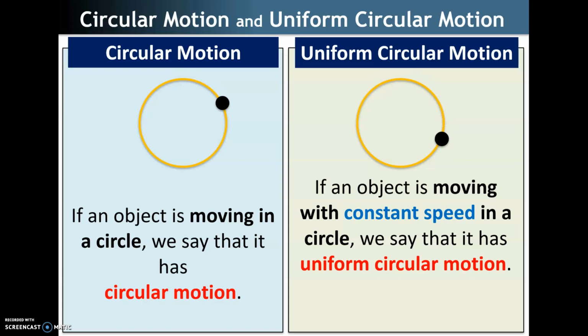So we're going to talk about circular motion. Circular motion is just an object moving in a circle. If it's moving in a circle, we call it circular motion. Right? It's pretty straightforward. Now, there's a subset of circular motion called uniform circular motion. This is circular motion where the object's moving at a constant speed in that circular path. The word uniform meaning constant.